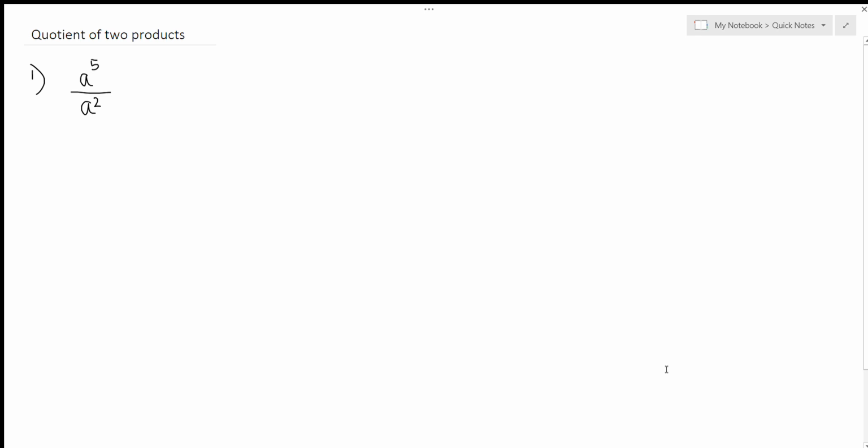Today the topic of my channel is quotient of two products. So the quotient of two products is formed by dividing the first product by the second. So in our example 1 we have a to the power of 5 divided by a squared.